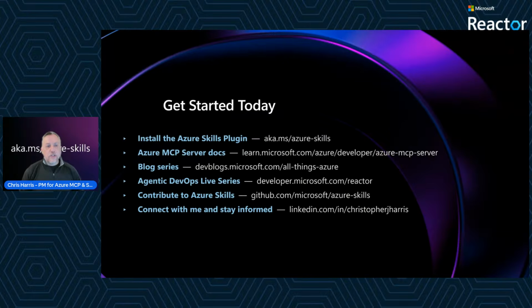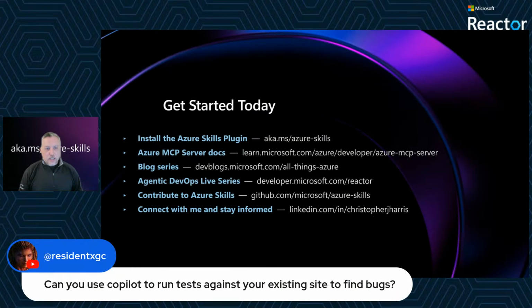Can you use Copilot to run tests against your existing site and find bugs? Absolutely. It depends on how deep you want to go, but you can definitely set up some reasonably simple tests like we did, where we used Playwright and said, hey, go check all the pages, check the controls. I can also give it specific end-to-end tests that I want to do. For more complex applications that I write, I will tell Copilot to create end-to-end tests for certain scenarios, and then go execute those against my site.